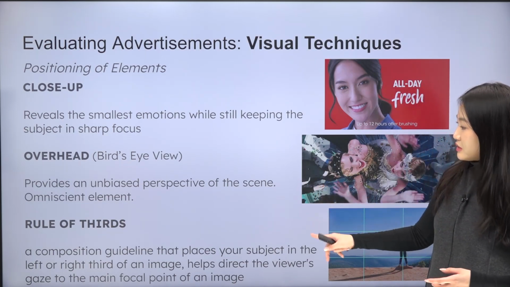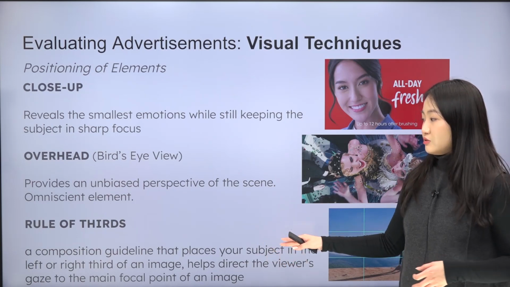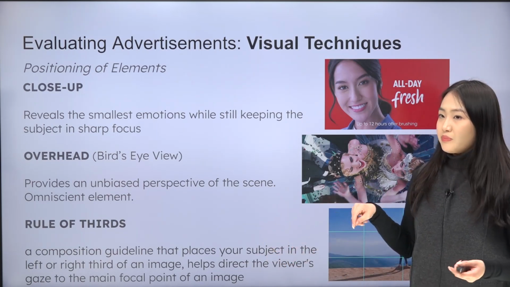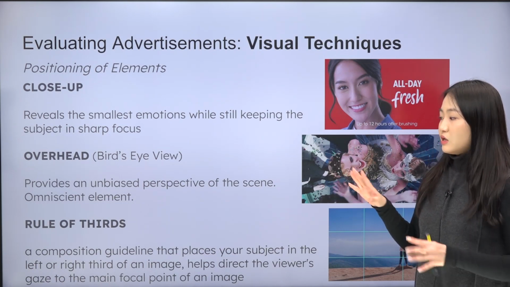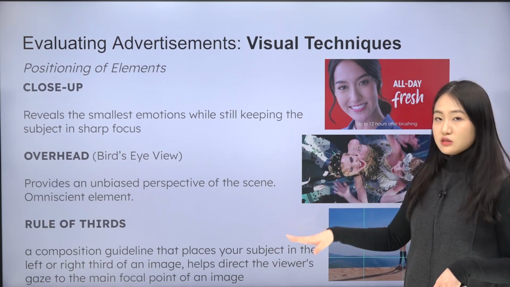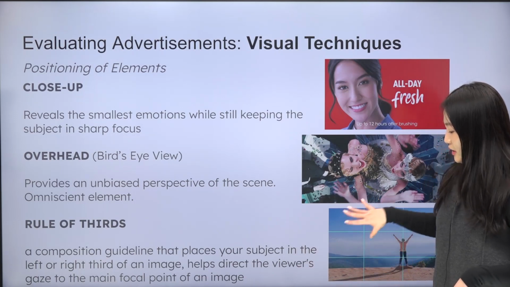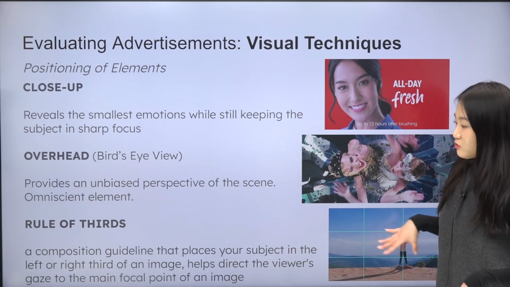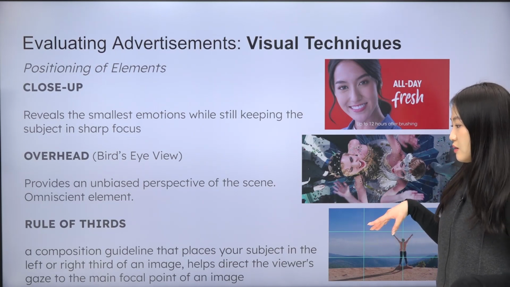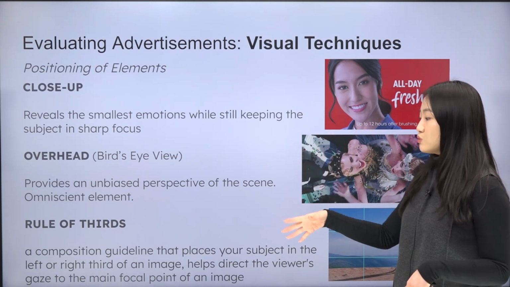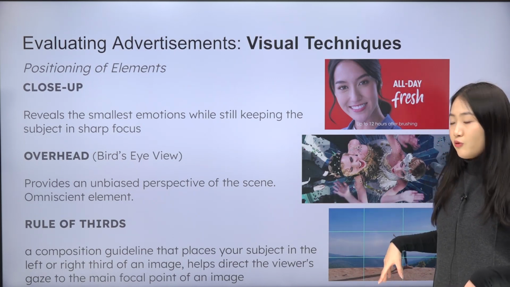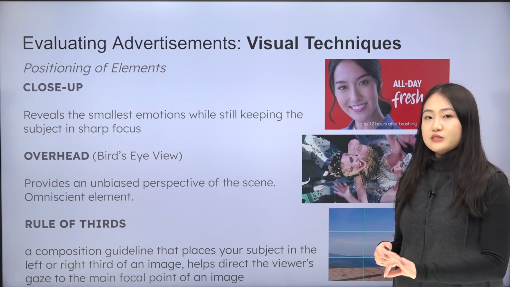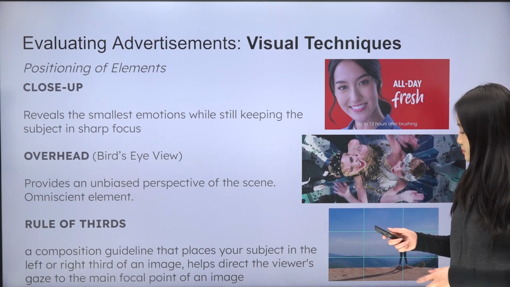The rule of thirds is very important for images too, because it's a composition that utilizes a lot of empty space. Two thirds of the image will be blank like this, while a subject will be located on either the left or right. This helps direct the gaze again to the subject, to the main focal point of the image, and it's used to really emphasize the subject's presence.